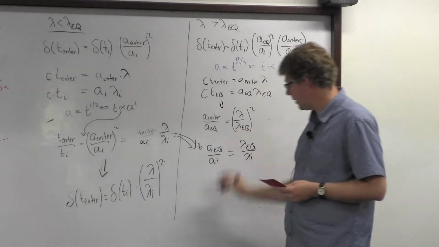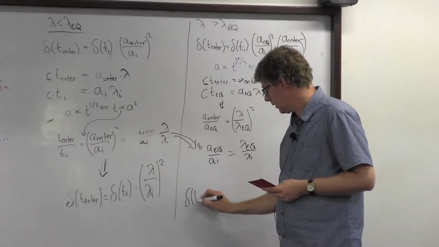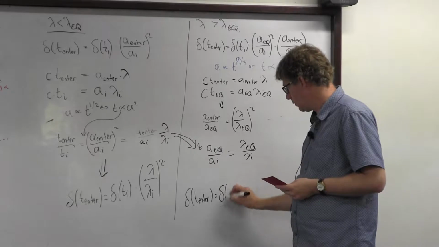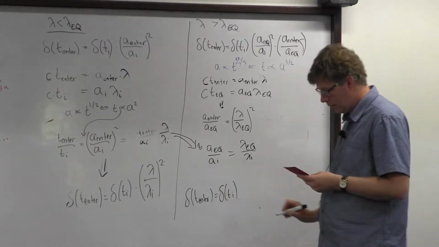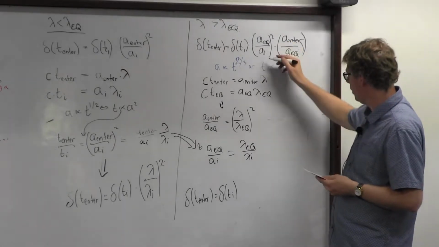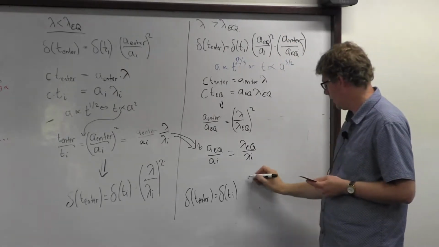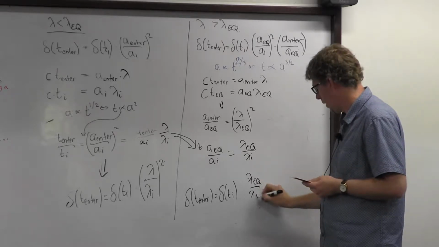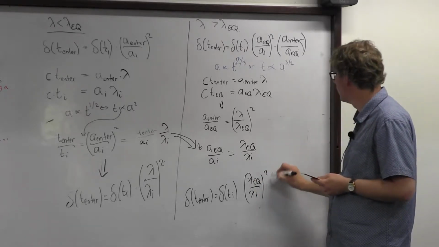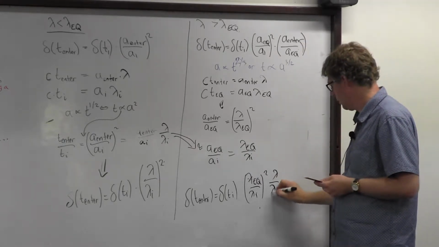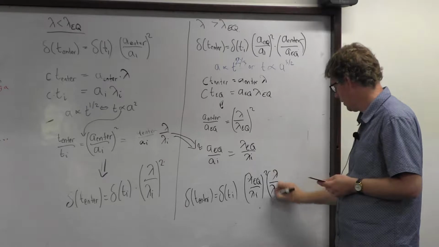And so if I now put this in, I get delta of T enter, so delta of Ti, times this A equality over AI, that's lambda equality over lambda I squared, and then this term, which is lambda equality squared.